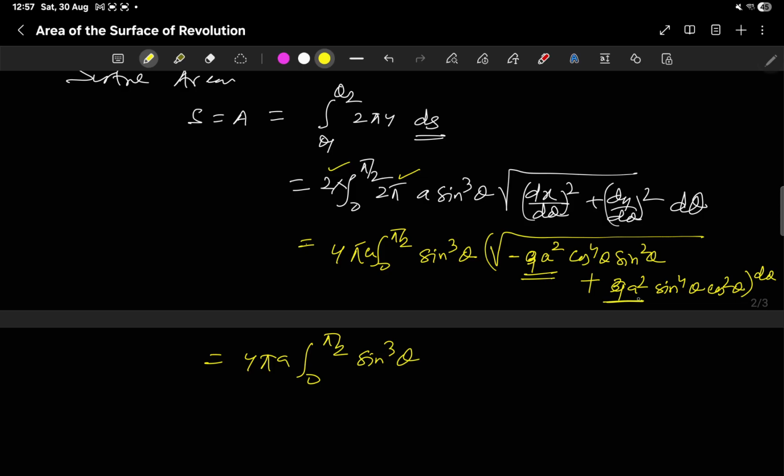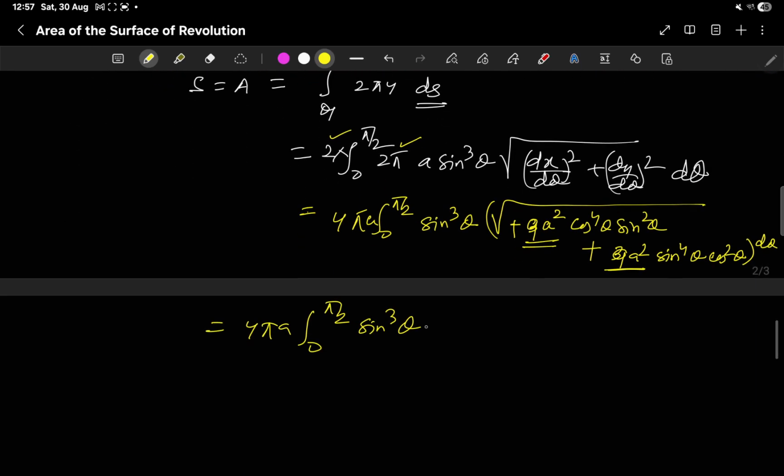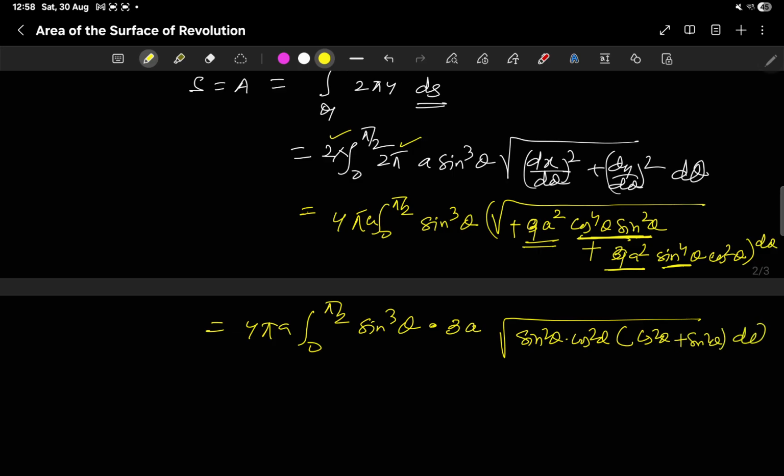a² taken common. It becomes plus, because I am taking the whole square. So a² taken out, it becomes 3a here. Then if I take common here cos⁴θ sin²θ, I can take common sin²θ cos²θ. So it will give cos²θ plus sin²θ dθ. So this is my 1 here.